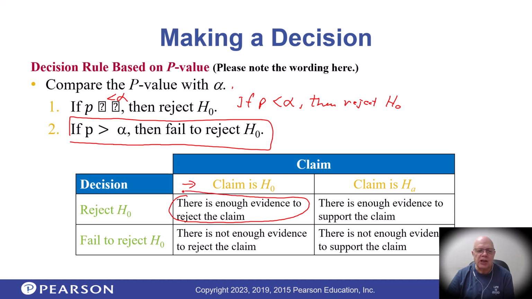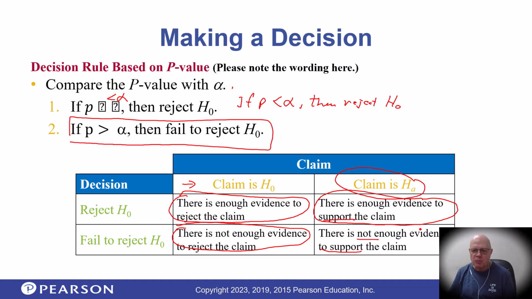There is enough evidence to reject the claim. And you follow that up by a statement talking about the claim and what that rejection means. If the claim is H0 and you fail to reject it, then this is what you'll say. There's not enough evidence to reject the claim. It gets a little bit picky, but if you write these down, you can put in the correct wording or the best wording. If the claim is this one, and we reject the null hypothesis, there's enough evidence to support the claim. It doesn't prove the claim, it supports the claim. And in the last one, there's not enough evidence to support the claim.